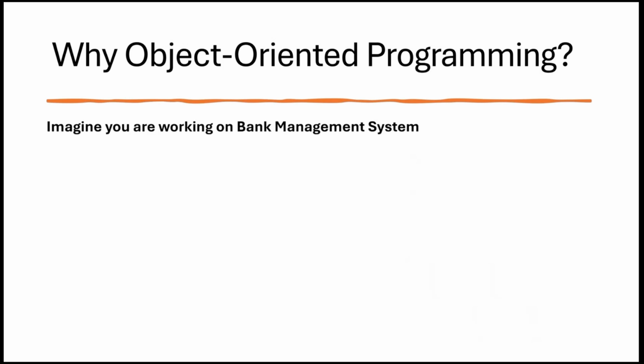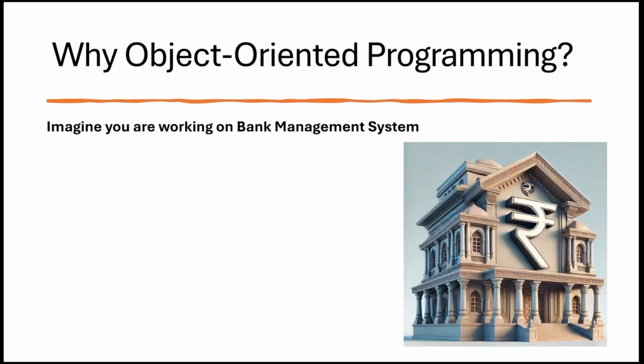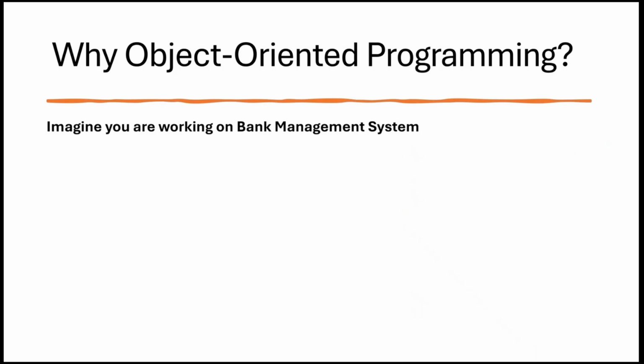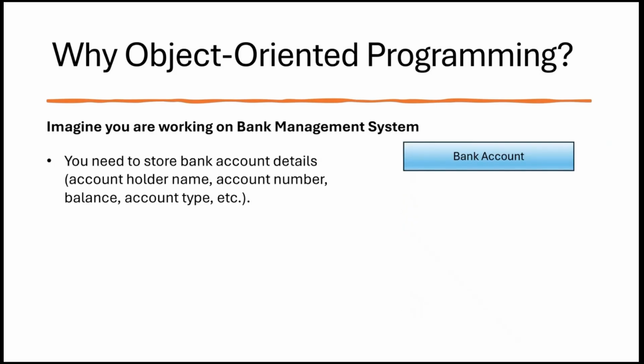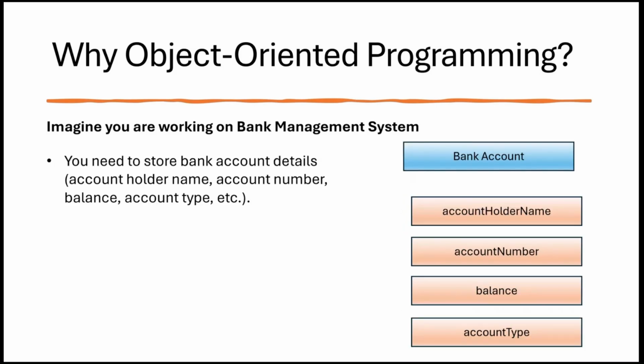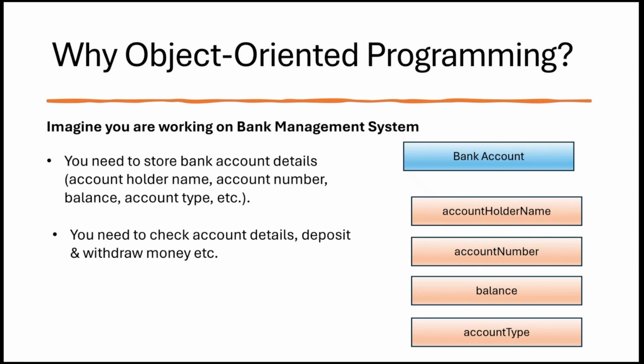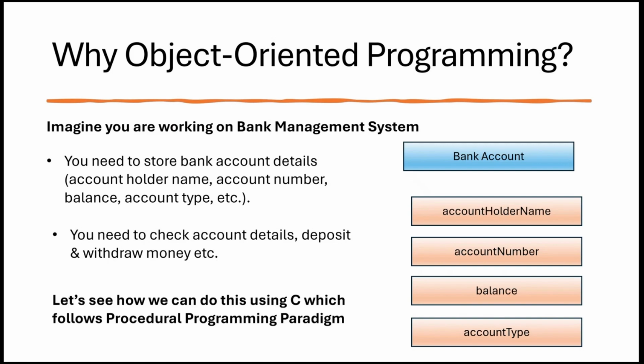real-life example. Let's imagine you are working on a bank management system. What is the most important thing in a bank management system? It's the bank account. So you need to store bank account details like account holder name, account number, balance, account type, etc. And you also need some functions to operate on top of this bank account data, like checking bank account details, deposit and withdraw money, etc.